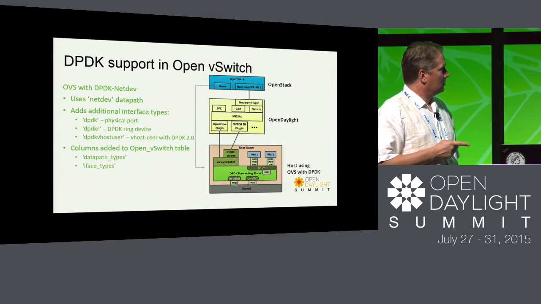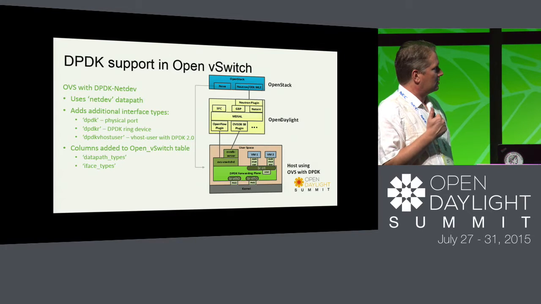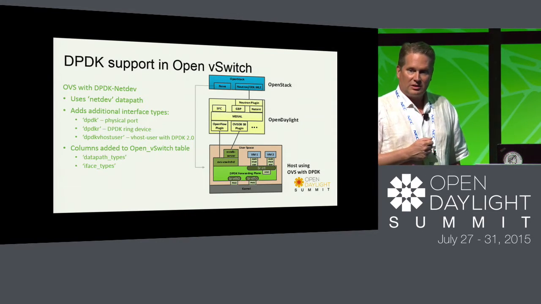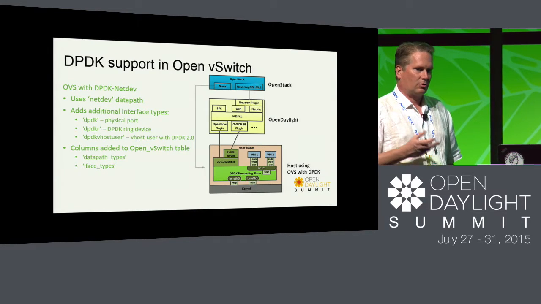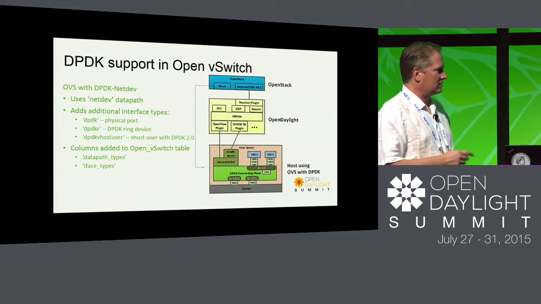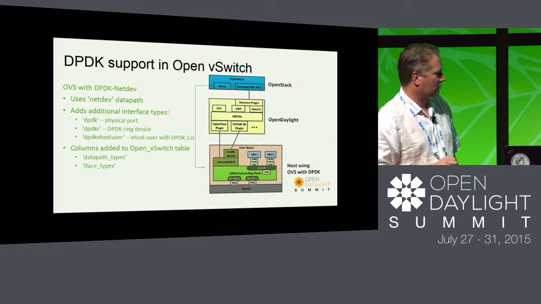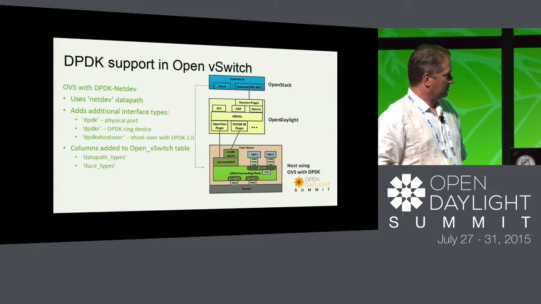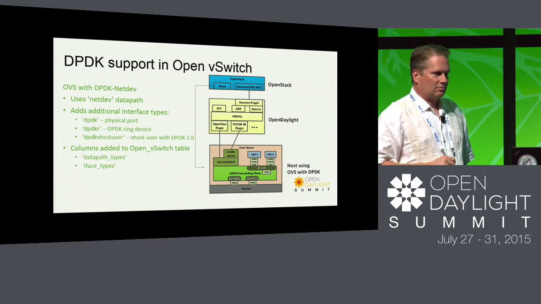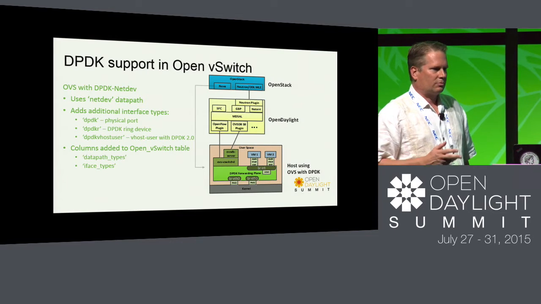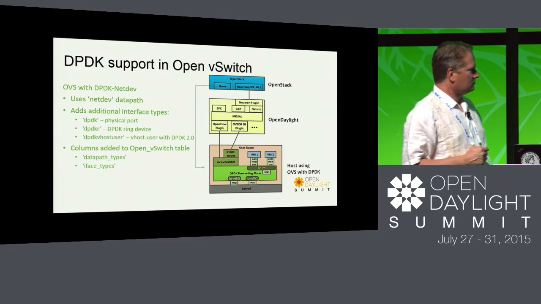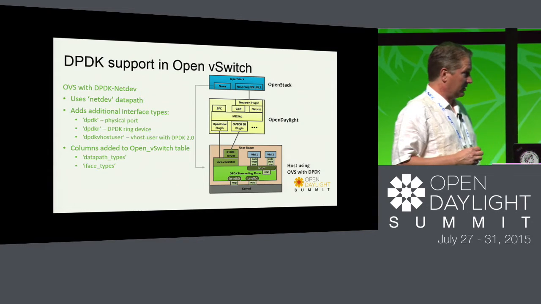So the first one is OVS with DPDK. It uses the netdev data path, which means that the data path runs in user space. It's not the kernel-based data path. You can see in the diagram that the forwarding plane is up above the kernel space. And that introduces a few issues that ultimately we need to work out and resolve as we integrate with some of the other OpenDaylight projects.